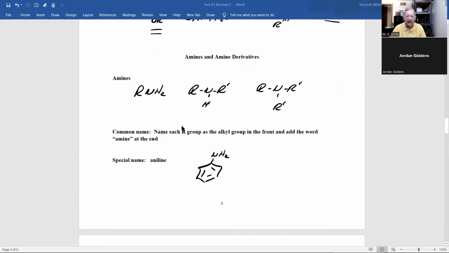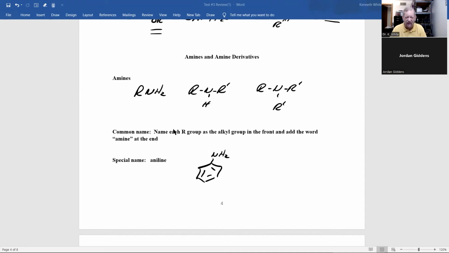Let's get going. All right, let's get back to work. Now, let's talk about amines. Amines are derivatives made from ammonia, NH3, where you replace one of the hydrogens with an R group. And amines can be a primary amine, secondary, tertiary. I'll never ask that on the final, but when I discussed this, we used it.